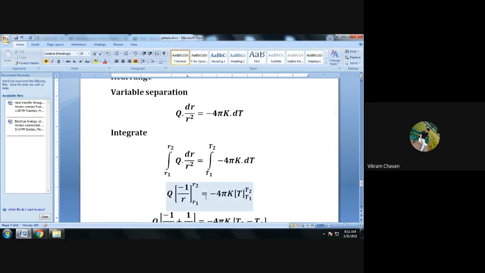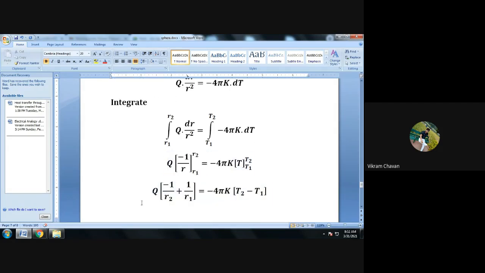Now just put the limits inside the bracket: higher limit minus lower limit. In such a manner we have to take the limits. First we apply the higher limit for the integration, so minus 1 upon r, where instead of r we take r2. So minus 1 upon r2. Now minus the lower limit. Minus minus will become plus, and the lower limit is r1, so it becomes 1 upon r1.